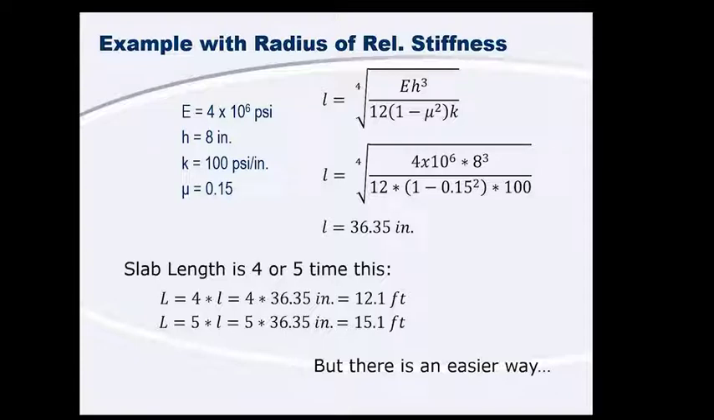So now there is an easier way, and you'll notice that if you actually look at this equation, there are 2 variables in there that don't change a whole lot. Our modulus of elasticity is always going to be around 4 million psi, and our Poisson's ratio is usually going to be somewhere between 0.15 and 0.2.